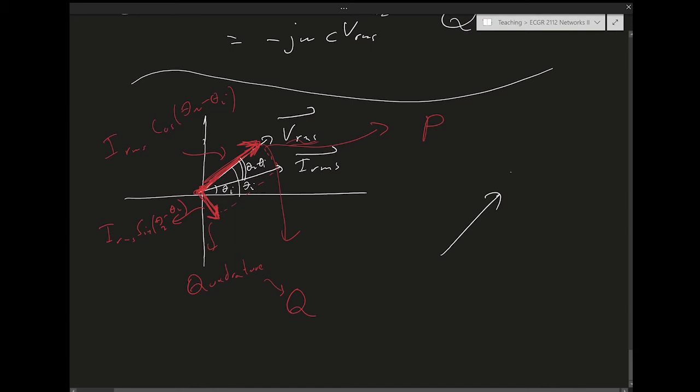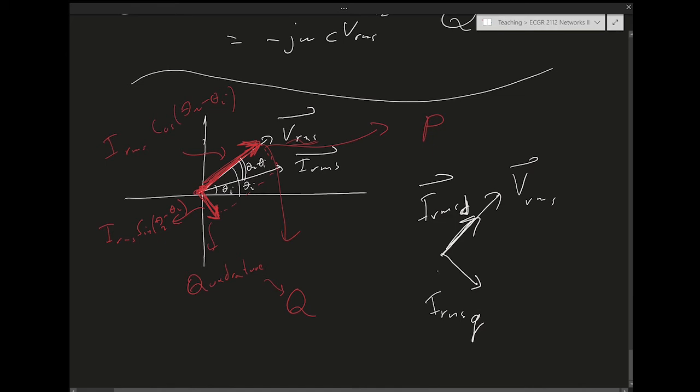That's a useful way of thinking about it. You have the voltage phasor and you have the current phasor. Just decompose the current phasor into two components: a component that's in the same direction as the voltage, called the direct component, D, and a component that is 90 degrees from the voltage phasor, called the quadrature component, Q.